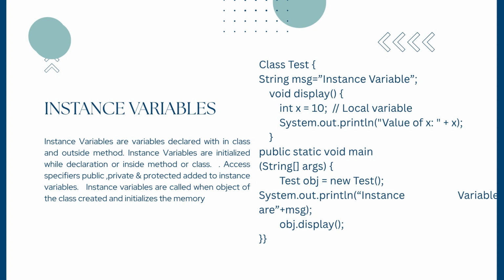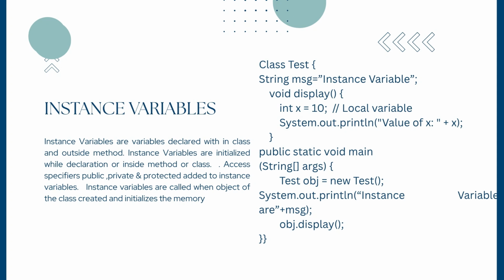Instance variables are initialized during declaration or inside the method or a class. Access specifiers public, private, and protected can be added to them. Instance variables are called when the object of the class is created and initialize the memory.